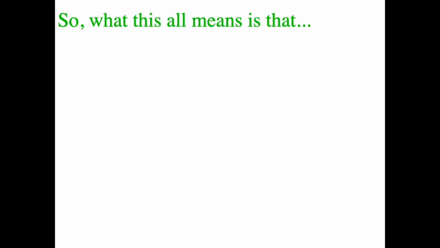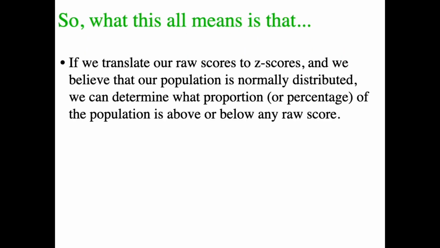So if you translate your raw scores to Z scores, and you believe your population is normally distributed, you can then determine what proportion or percentage of the population is above or below any particular raw score. For instance, let's say you take your pulse. You can just do this right now while you're listening to this lecture. Put your fingertips on your pulse there on your wrist and see if you can feel it. I want you to count off 15 seconds starting now.